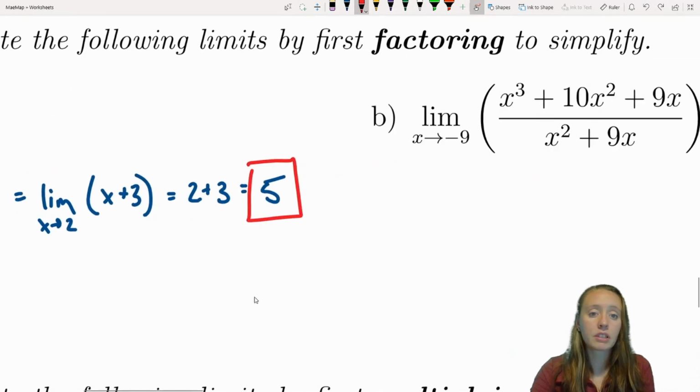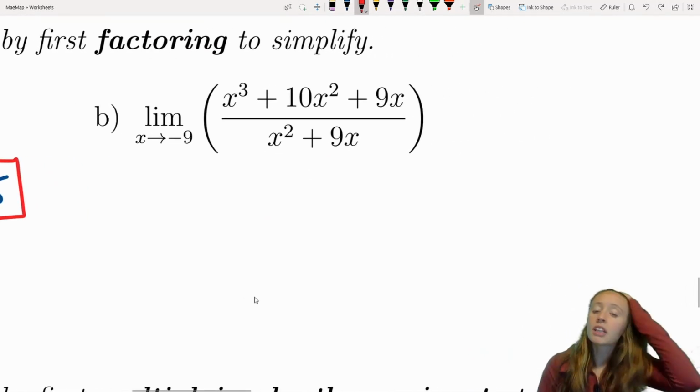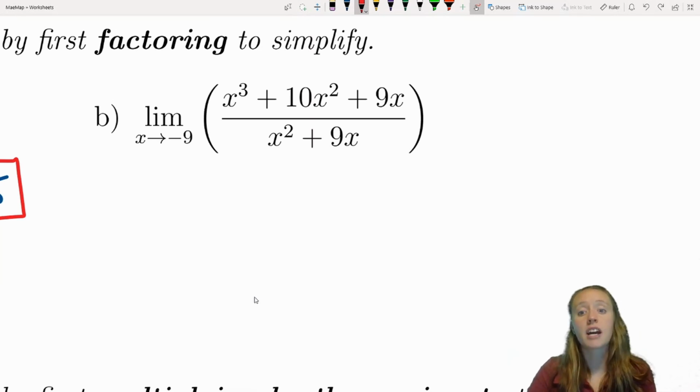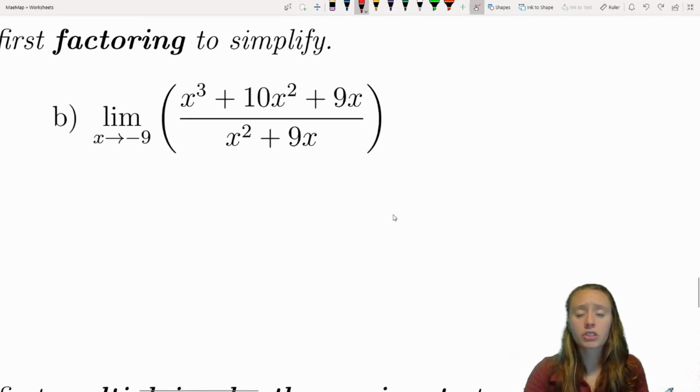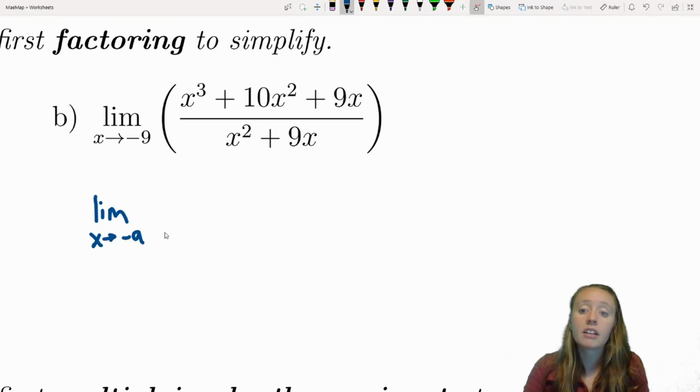Let's look at b. For b, we're doing the limit as x approaches negative 9. If I was to plug in a negative 9 for x into my denominator, I'd get 81 plus negative 81. That would indeed equal 0, and we don't want this to equal 0. So we're going to follow our instructions and simplify this limit down. So we're going to have the limit as x approaches negative 9 of, first factoring my numerator, all of these terms have an x in common. So I'll go ahead and pull out an x.